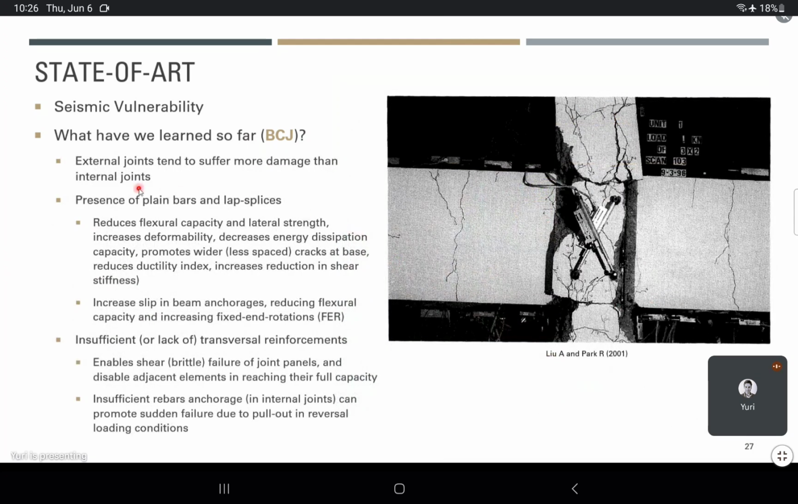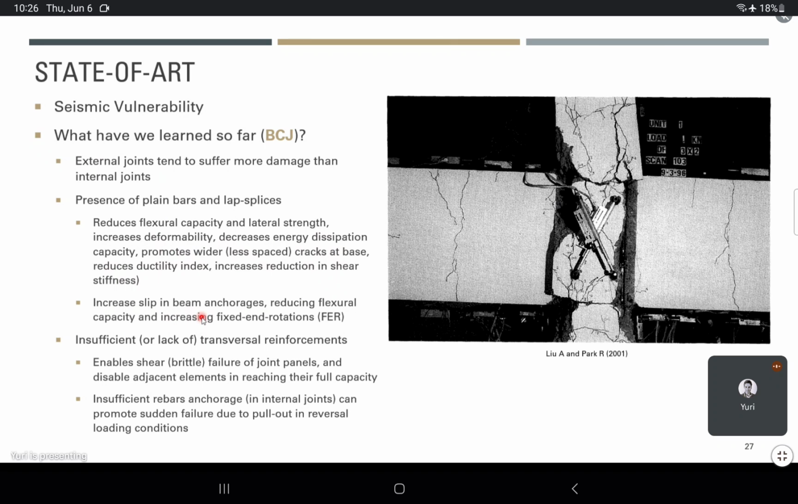Okay. So what have we learned about beam-column joints? The external joints usually are more damaged than internal joints. The presence of plain bars and lap splices does the same thing as in columns: they reduce flexural capacity and lateral strength, increase vulnerability, decrease energy dissipation, promote wider and less spaced cracks, and increase the reduction in shear stiffness. It also increases slip in beam anchorage, which reduces flexural capacity and increases fixed end rotations.